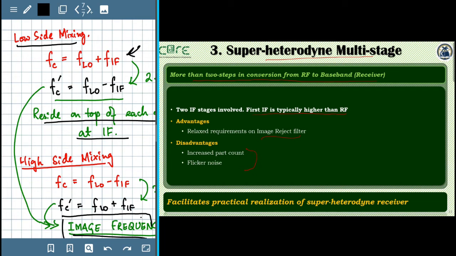Nevertheless, the multi-stage superheterodyne receiver architecture facilitates practical realization of the superheterodyne receiver. So typically all the superheterodyne receivers that you will encounter in practice employ multi-stage superheterodyne conversion.